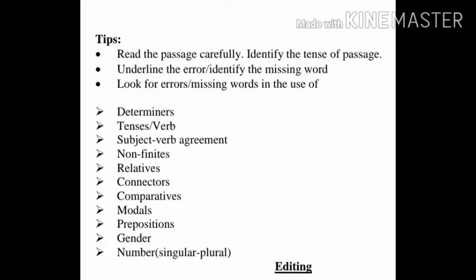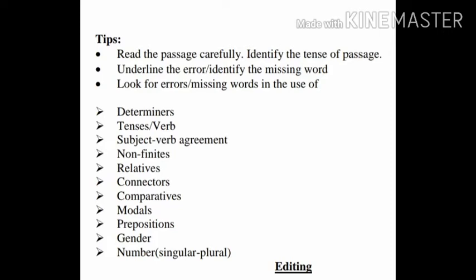Next thing, underline the error or identify the missing word. These are the two ways. First, it should be an error, or the other one is to identify the missing word. If you are getting it very easily, then underline it. Then look for errors or missing words in the use of. Then what would be the correct one? That you have to find out.